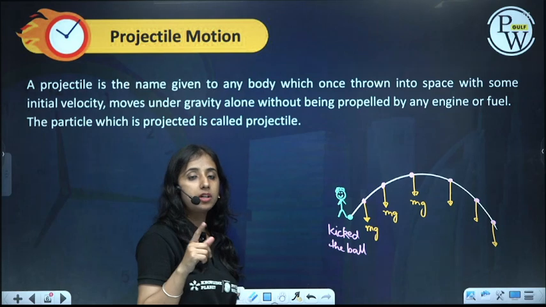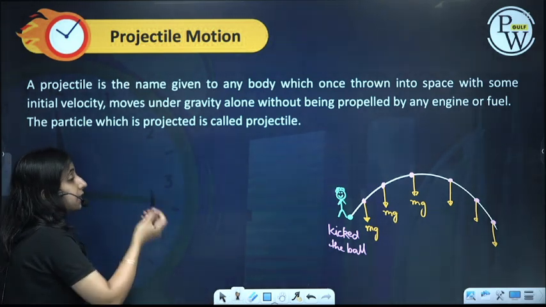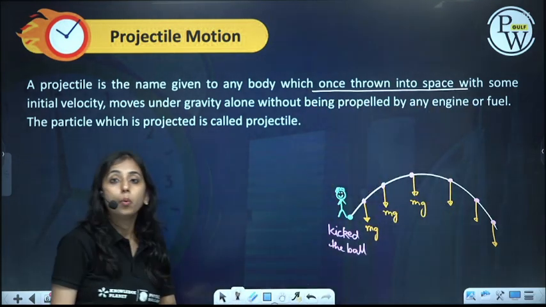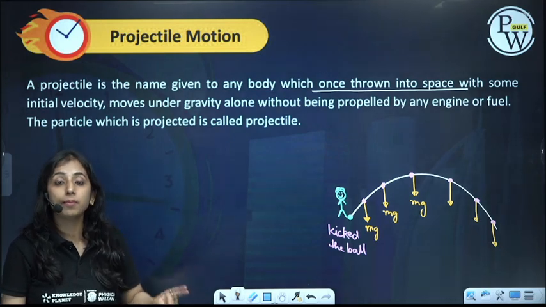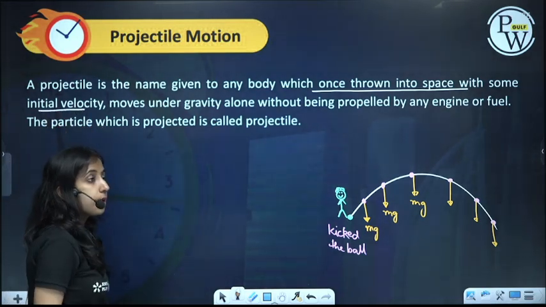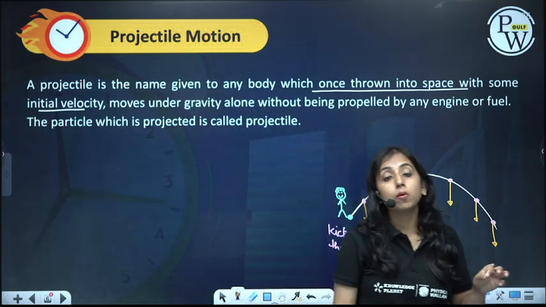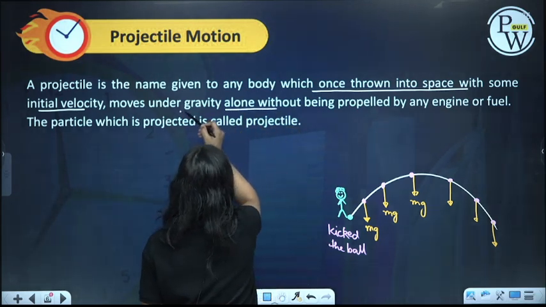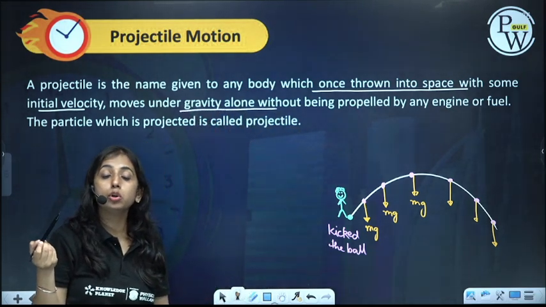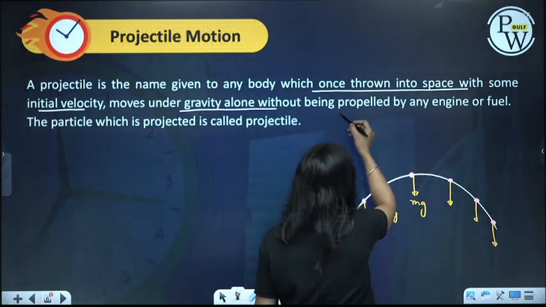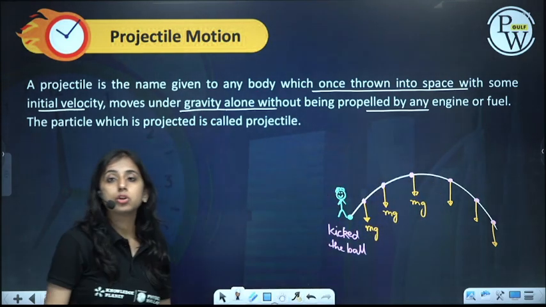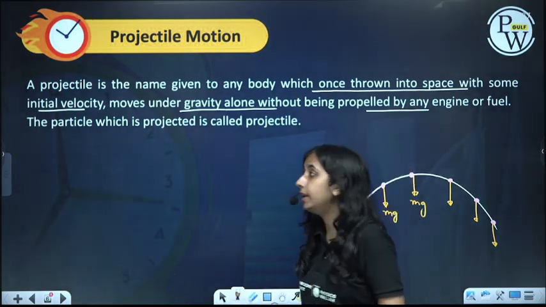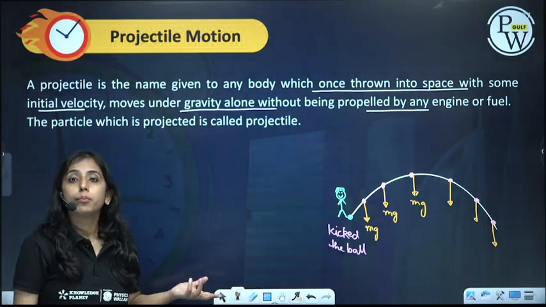Then the motion of such a body is called projectile motion. Projectile is the name given to any body which, once thrown into space with some initial velocity, moves under the influence of gravity alone. No other force is acting. It is not being propelled by any engine or fuel, nothing is driving this ball or projectile. Such a motion is called projectile motion.